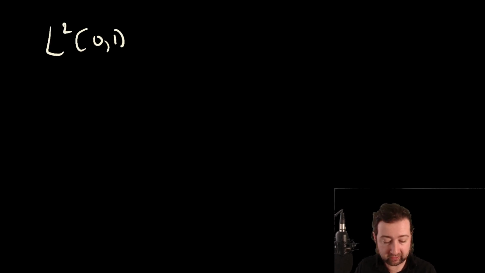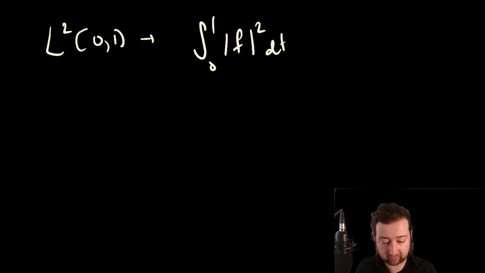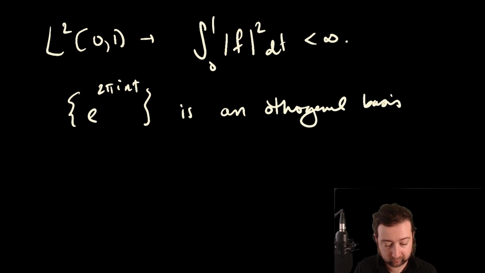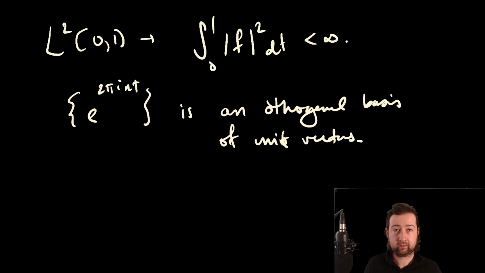So it turns out to be the case that the L2 functions are precisely the space of functions for which the complex exponentials are a basis. So remember, L2 of 0, 1 is the space of functions for which the integral from 0 to 1 of the absolute value of f squared is finite. And for those functions, e to the 2 pi i n t is an orthogonal basis of unit vectors. Which is pretty amazing. So why do we care that we have an orthogonal basis in this linear algebraic machinery?